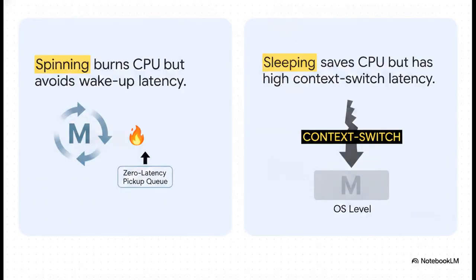It all boils down to a classic engineering trade-off. Spinning absolutely burns CPU cycles, yes, but it completely avoids the massive latency penalty of waking a sleeping thread back up from the operating system level. If a new Go routine is spawned, a spinning thread can grab it instantly, zero wake-up latency. On the flip side, sleeping does save CPU cycles, but waking that thread requires an OS-level context switch, which is incredibly slow and expensive compared to our lightning-fast user space operations.